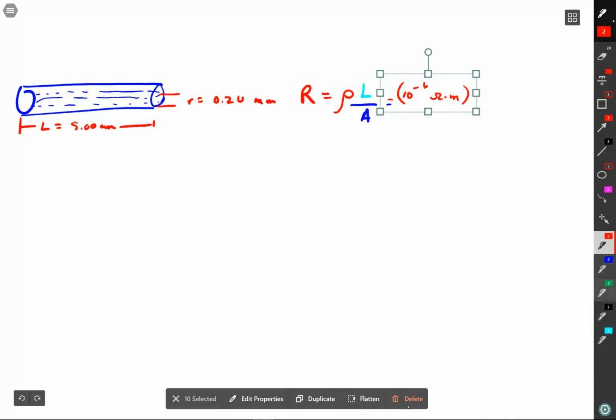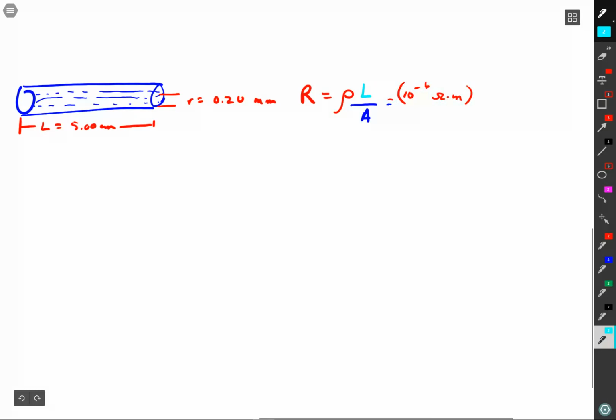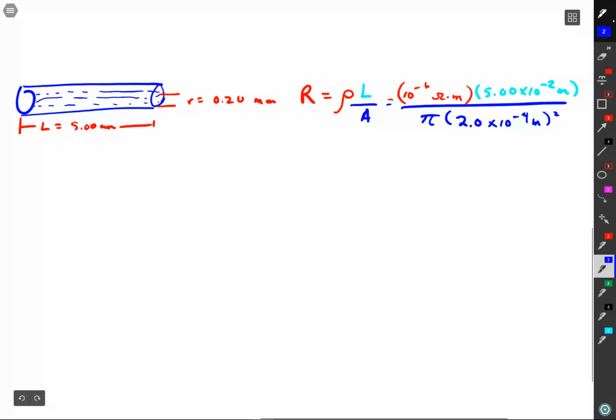So I have that, and then times the length. So the length was 5.00 times 10 to the minus 2 meters. Notice I converted it into meters. And then divided by the area. The area is pi r squared, so pi times 2.0 times 10 to the minus 4 meters, quantity squared.